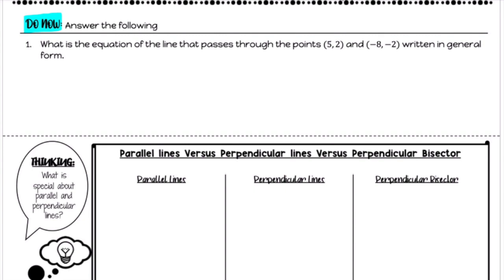We have: what is the equation of the line that passes through the points (5, 2) and (-8, -2) written in general form? So I'm going to let you guys try this problem out and we will compare our answers.